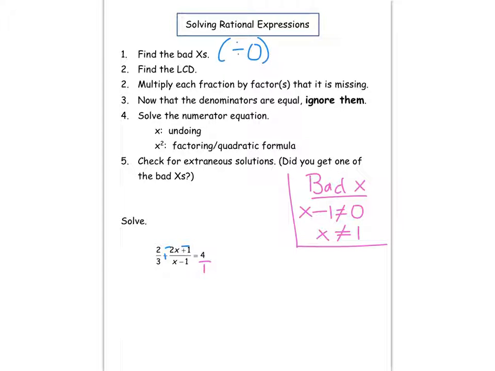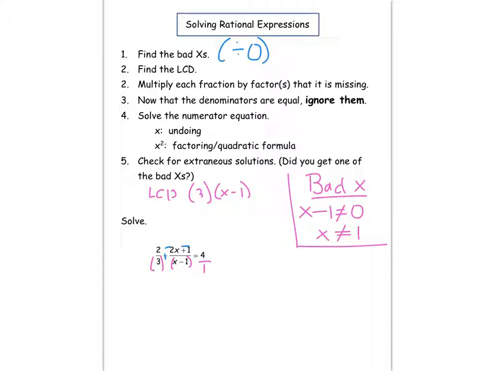Alright, so next, common denominator. The first denominator is already factored, it's just a 3, so my common denominator needs a 3. The middle denominator is already factored. It's an x minus 1, so I need one of those also. And then multiplying by 1 doesn't change anything, so I don't need to put multiplying by 1 in there.